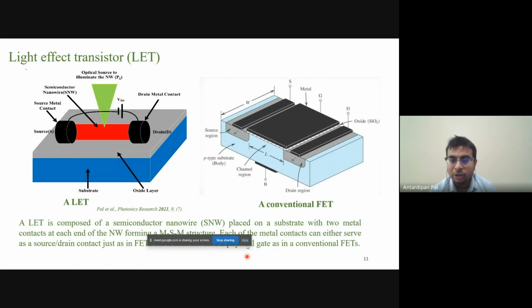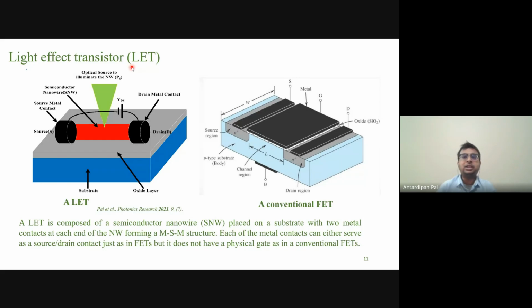Now, this is an LET. I'll say we did not invent the structure; that would be lying. We developed the structure keeping in mind some photon detector physics, the basics of optical physics, and optical absorption in semiconductors. So this is a light effect transistor, and this is a field effect transistor. You can see it's very similar to a field effect transistor. The main difference comes in the word light.